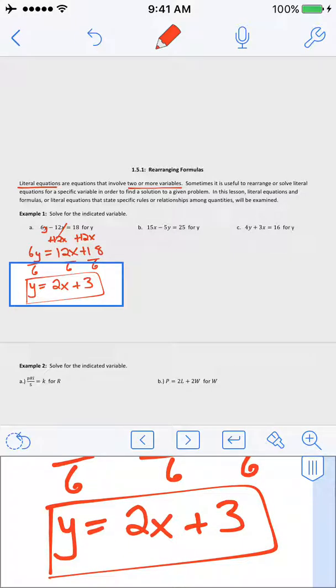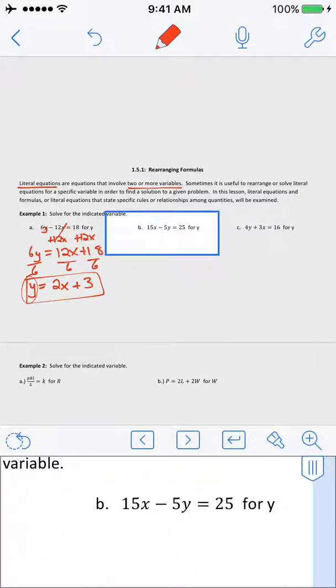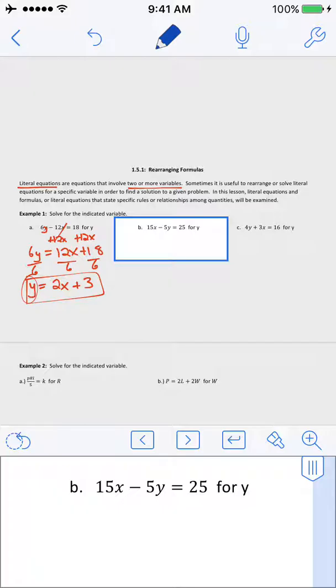Yes, on the right-hand side, there are still 2 different terms. One of them contains a variable, and maybe that's useful, maybe that's not. But I've done what they asked. I solved for y. Okay, let's try it again with this one here. I've got 15x minus 5y equals 25. We're going to solve it again for y.